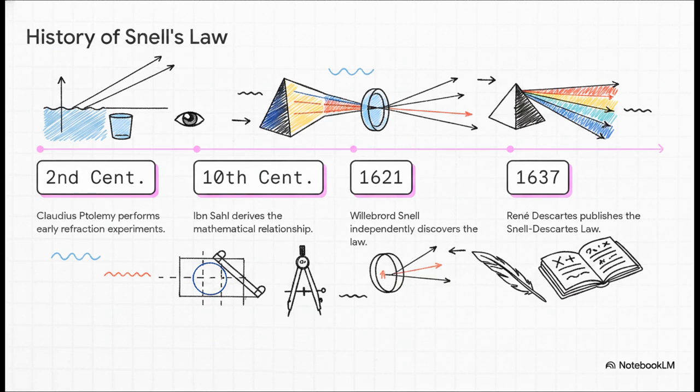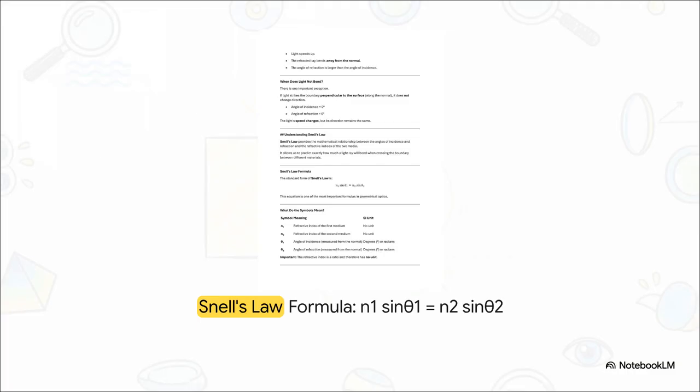It wasn't until 1621 that Dutch mathematician Willebord Snell independently discovered it, and René Descartes later published it in 1637. Today, we universally call it Snell's law, but I always think it's important to recognize Ibn Sahal discovering the exact same thing 600 years prior. Okay, let's dive into this beautiful equation. N1 sine theta 1 equals N2 sine theta 2.